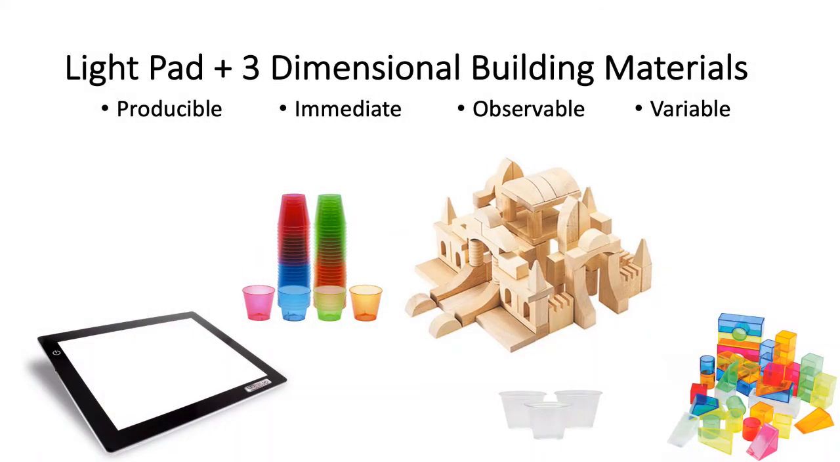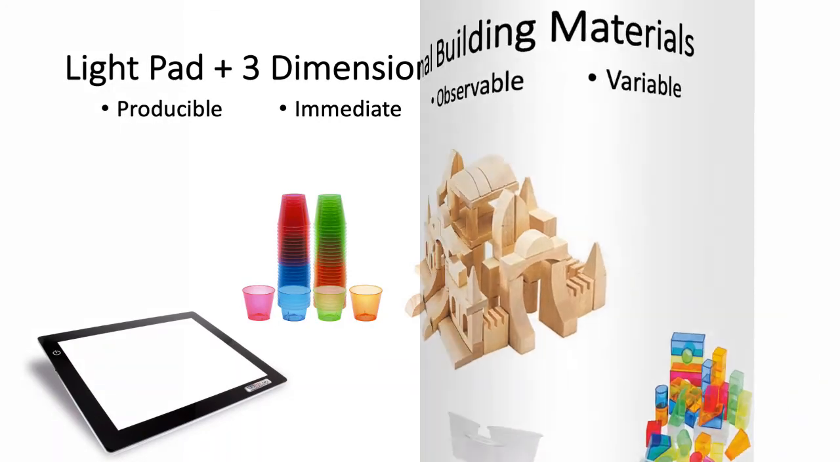When we offer a light pad in 3-dimensional building materials, children can produce an action by building with the materials on the light pad. They can immediately observe which materials block the light, which allows some light through, and which diffuse the light. They can vary their actions by nesting materials or mixing them.